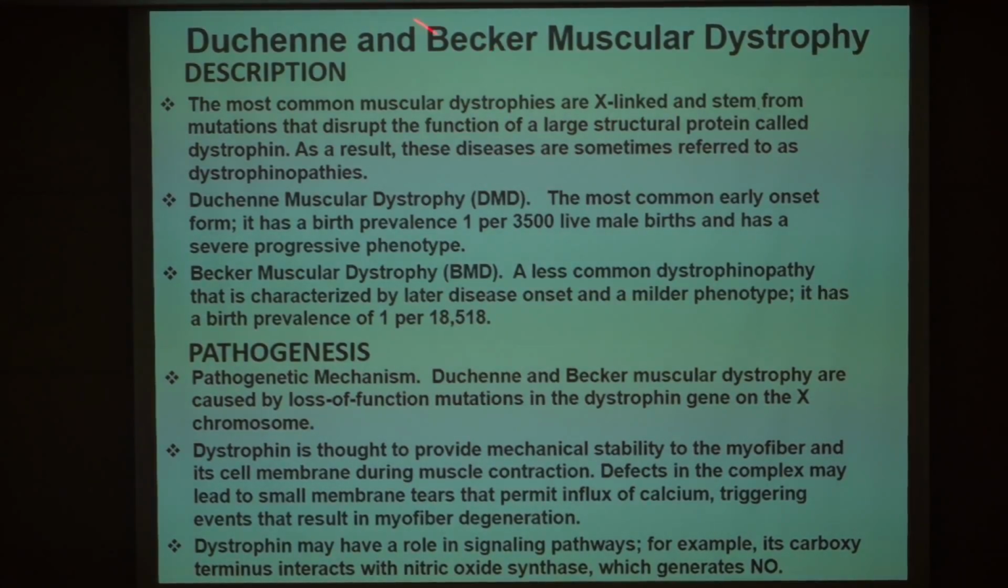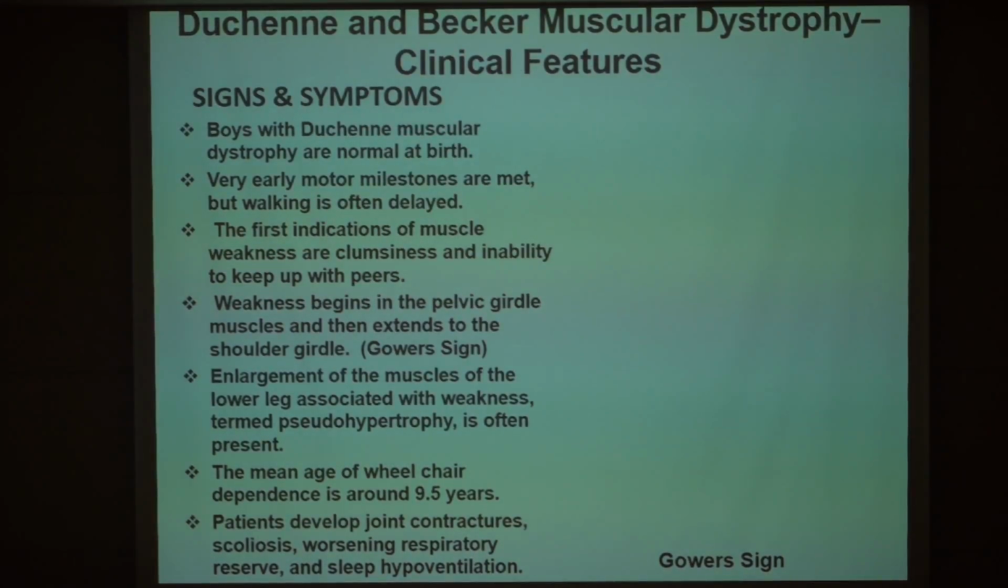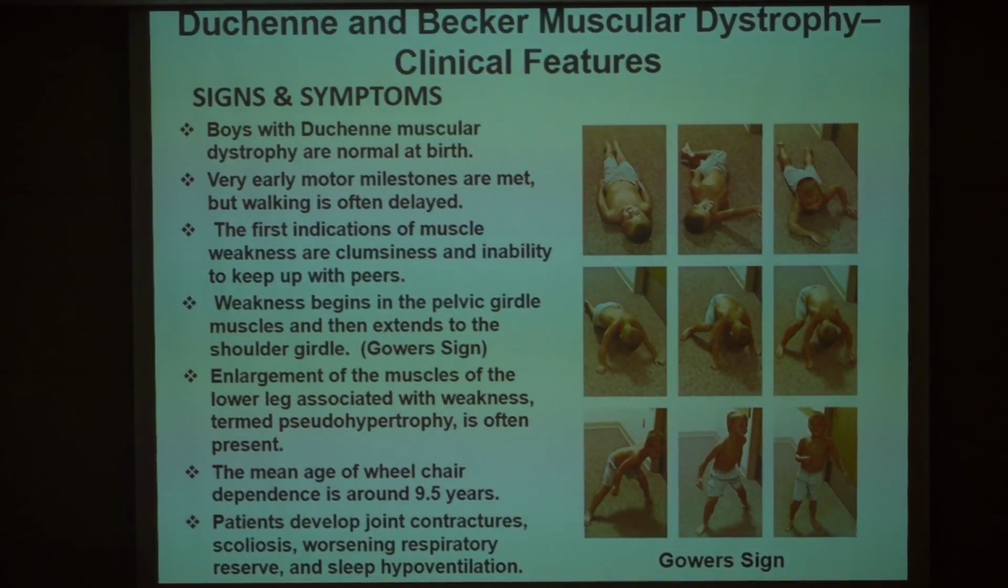Remember, when we talked about Duchenne and Becker muscular dystrophy, they're both X-linked, and dystrophin plays an important part in both of them, and I'll cover that in a minute. But when we speak specifically about Duchenne's, boys with Duchenne muscular dystrophy are normal at birth. But what starts happening is that they'll miss motor milestones. Rather, their very early milestones will be met, but their walking is often delayed. This is right out of your notes, and it's also in the slide set.